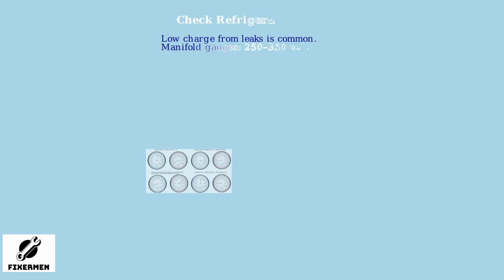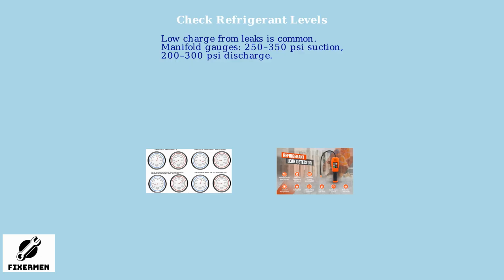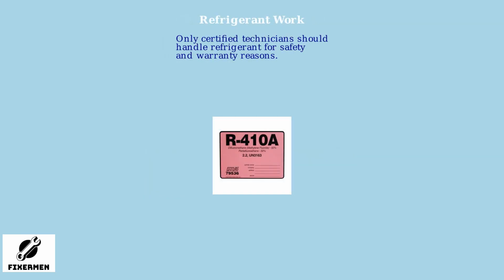Low refrigerant charge, often due to leaks, is a frequent culprit. Manifold gauges should read approximately 250 to 350 psi suction and 200 to 300 psi discharge. In newer R410A systems, undercharging significantly increases E4 risk.